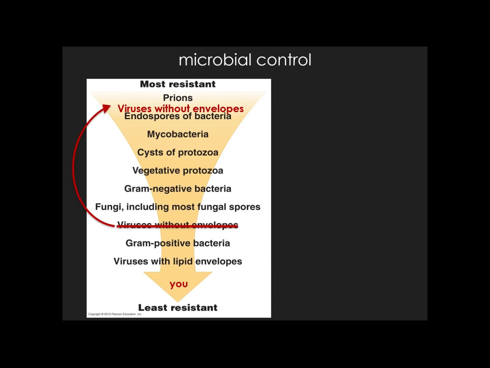I would say, in contrast to this diagram that's found in the Tortora textbook, that non-enveloped viruses, because they're surrounded by protein, are up there with, not with the prions, but up at the top there between the prions and the endospores of bacteria, followed by the acid-fast bacteria, protozoan cysts, protozoa, gram-negative bacteria, fungi, gram-positive bacteria, viruses with lipid envelopes, and then at the very bottom there is you. Your cells are the least resistant to all of these methods of control.